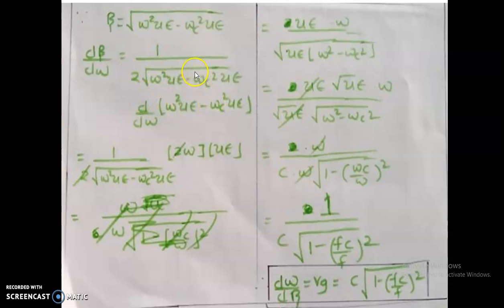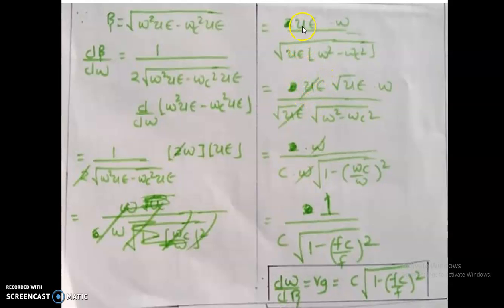So we have used that formula of differentiation, then we solve this one, and things get cancelled. You can see that mu epsilon is in the numerator, with omega in the denominator, and root mu epsilon is taken as common. Now students, try to understand that this is nothing but root mu epsilon itself.